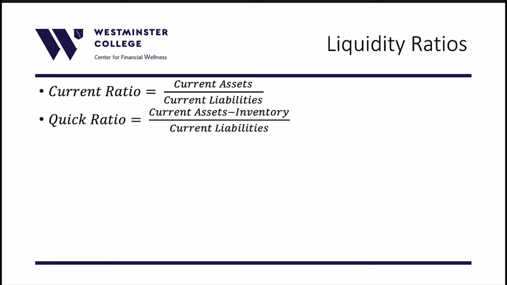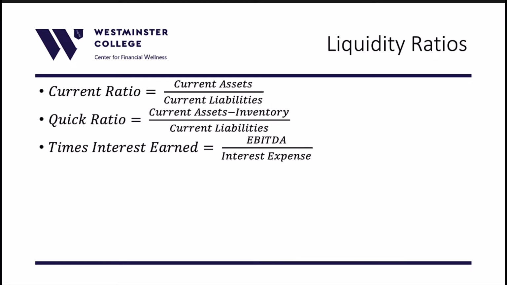A quick ratio is slightly different in that you're going to take those current assets, subtract out the inventory, and then divide it by those current liabilities again. This is the times interest earned, or sometimes referred to as the tie ratio, and that is going to be your EBITDA, which is EBIT, or operating income, adjusted for depreciation and amortization, and divided by interest expense.